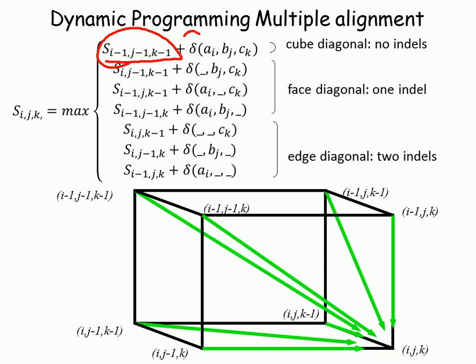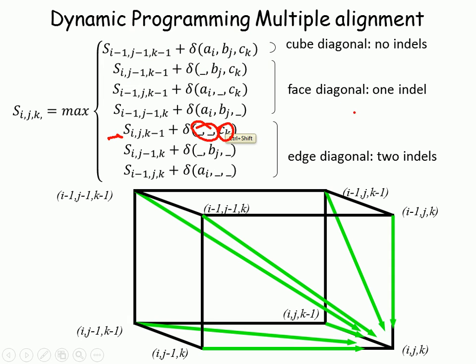So coming from there, plus aligning all those residues. So this is the cube diagonal, where you are aligning these 3 residues. Okay. Coming from here, so this is a gap, a single gap. You are aligning 2 residues out of the 3 sequences, but you have a gap for the third sequence, or for the first sequence in this case. All right, and so on. So in this one, we have 2 gaps, but 1 residue there.